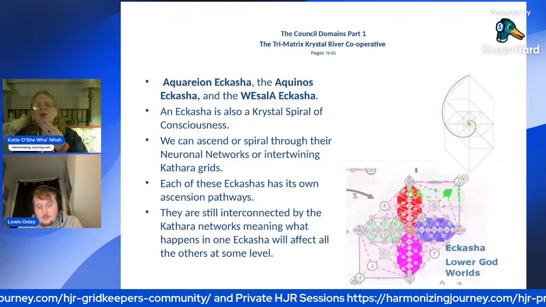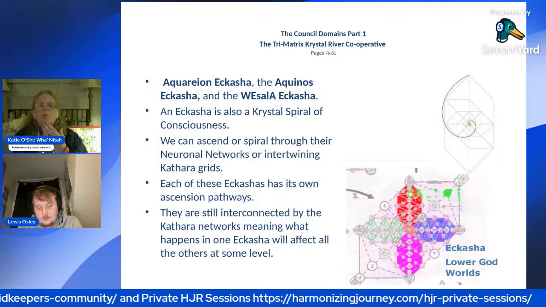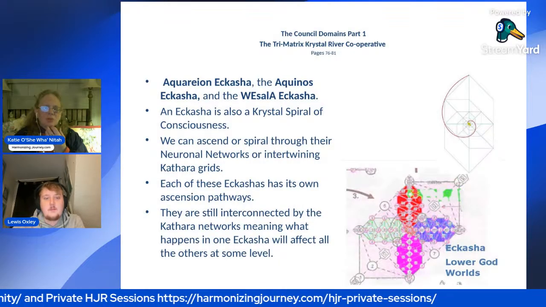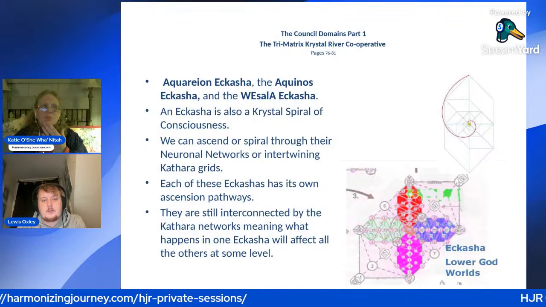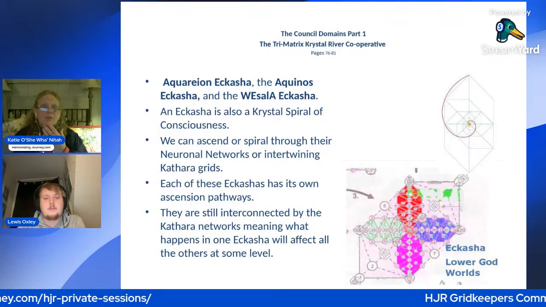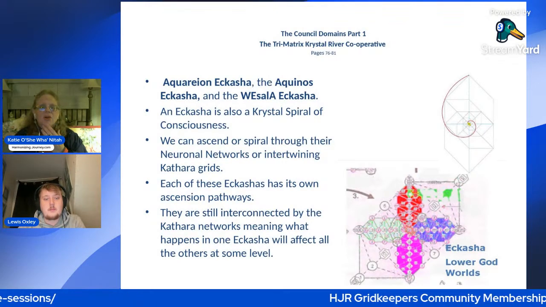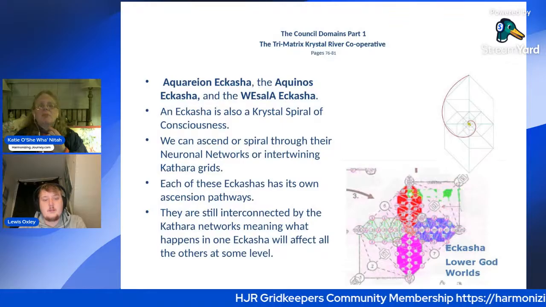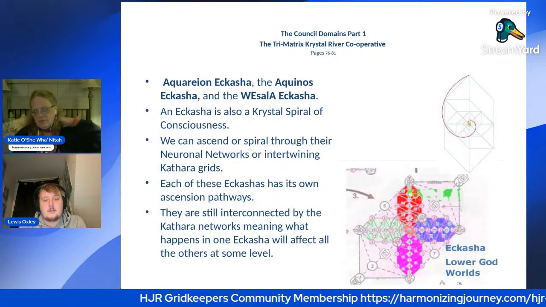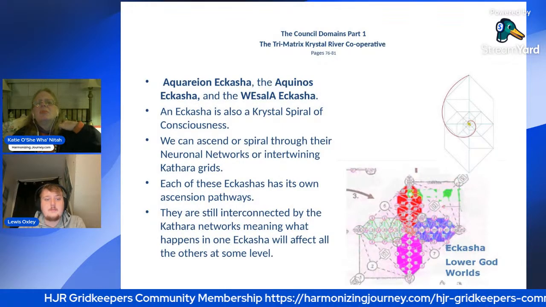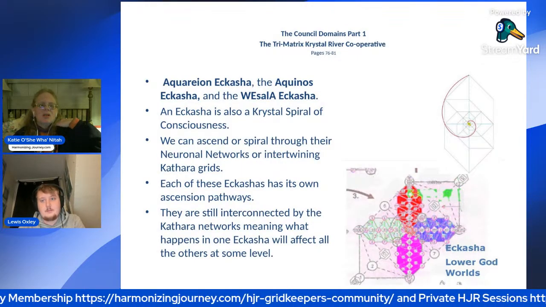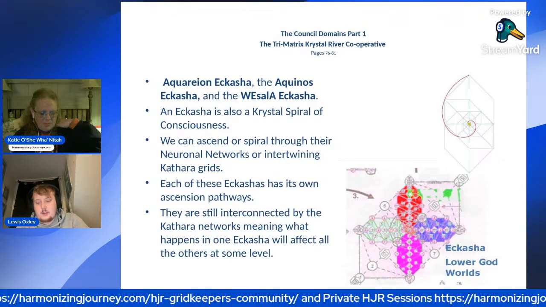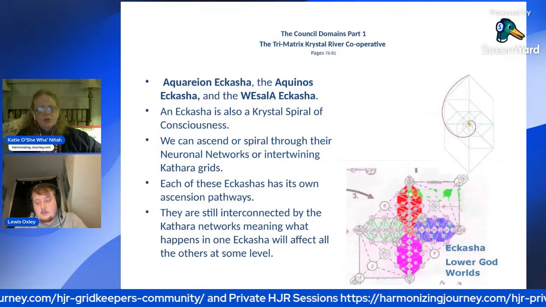And we are looking at the Council Domains Part 1. I realize there's so much information. I'm going to break it up into 3 parts, might be 4, depending upon how things go, of the Tri-Matrix Krystal River Cooperative of the Guardian Councils, and that is pages 76 through 81 in the Elements of Discovery manual book.